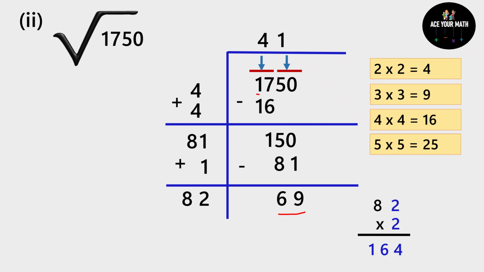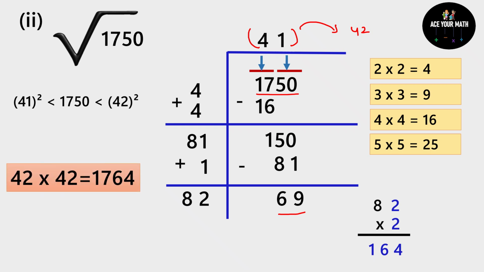It means 1750 lies between the square of 41 and the number that comes just after 41, that is 42. So 1750 lies between the squares of these two values, 41 and 42. The question is, what number should we add to 1750 to make it a perfect square? The next step is to find the square of 42. When you find the square of 42, you get 1764, and we know that 1764 is a perfect square.